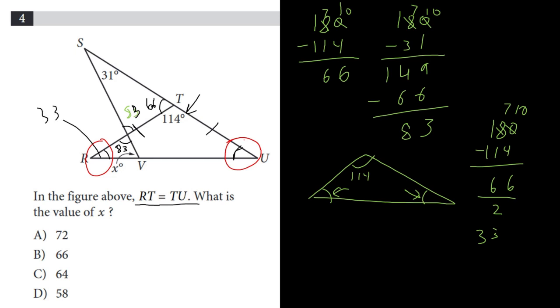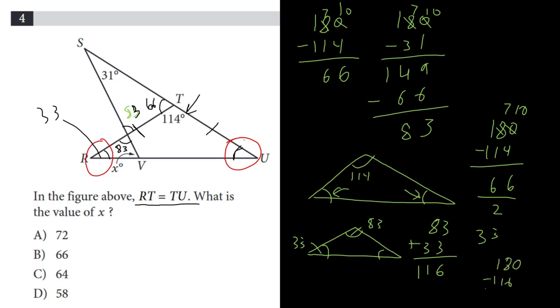I'm going to draw another triangle, the really small one. So far we have this as 33. We have this as 83. We have to figure out this one. So I'm going to add 83 plus 33, 116. I'm going to do 180 minus 116. And that right there is 64. So the answer would be C.